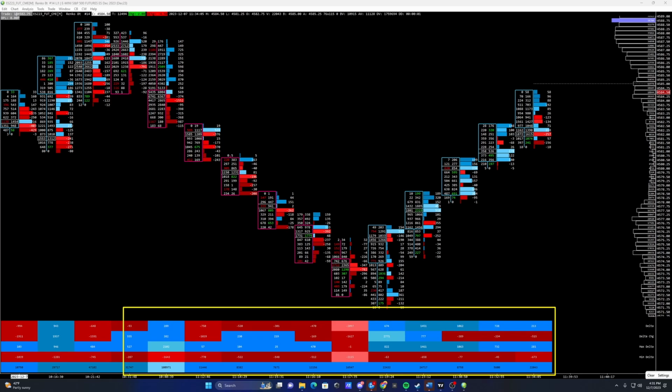Now what do all these mean? This top row is going to be delta, this second row is going to be delta change, max delta, min delta, total volume. The three that we're going to focus on today are delta, max delta, min delta. If you guys don't know how to read these, I'm going to explain it for you guys really quickly. Let's take a look at this print right here.